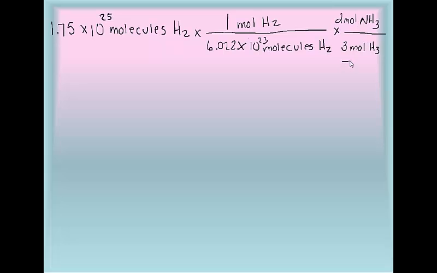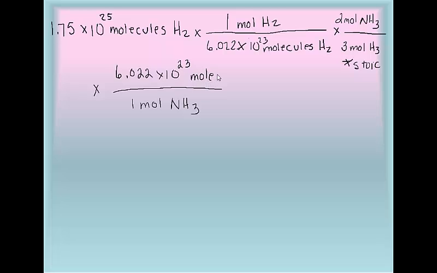Here's my stoichiometry part right here. This is where I used my coefficients from the balanced chemical equation. They're asking about molecules of, and I've got to go from moles of ammonia to molecules of ammonia. And according to the definition, 1 mole of ammonia is going to be 6.022 times 10 to the 23rd molecules of ammonia. Notice again in my work, number, units, and identity.